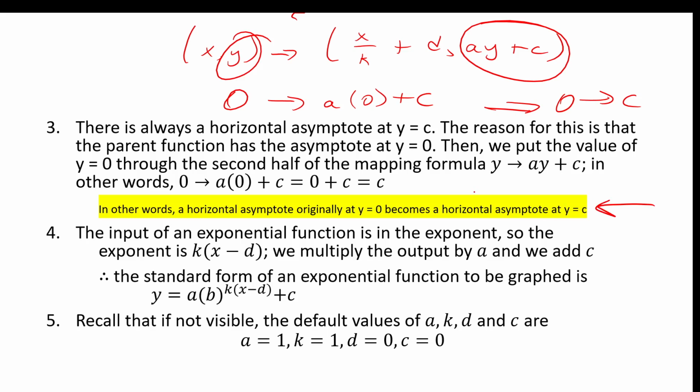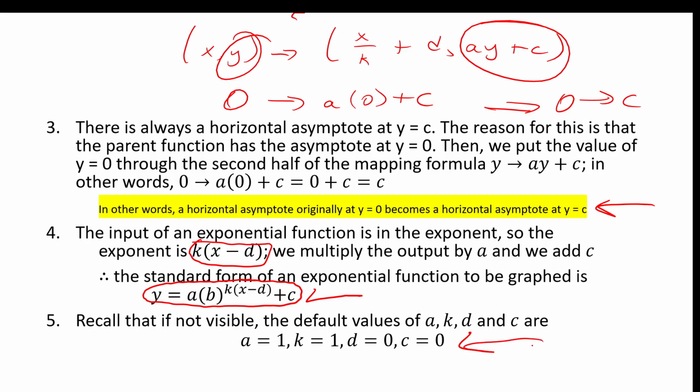Now, the input of an exponential function is in the exponent. So the exponent needs to be k bracket x minus d. We've seen in previous units when we used the transformation mapping formula that the input was always k bracket x minus d. Since that's in the exponent, that's where we put it. So putting all this together means we're going to have, after we figure out the base of our exponential function, and call it b, we're going to have y equals a times b to the exponent k times x minus d, plus c.